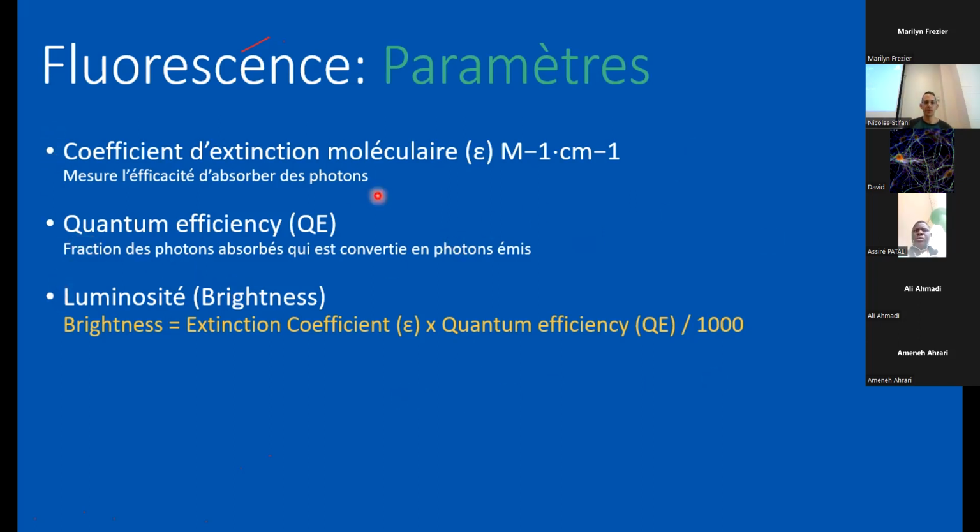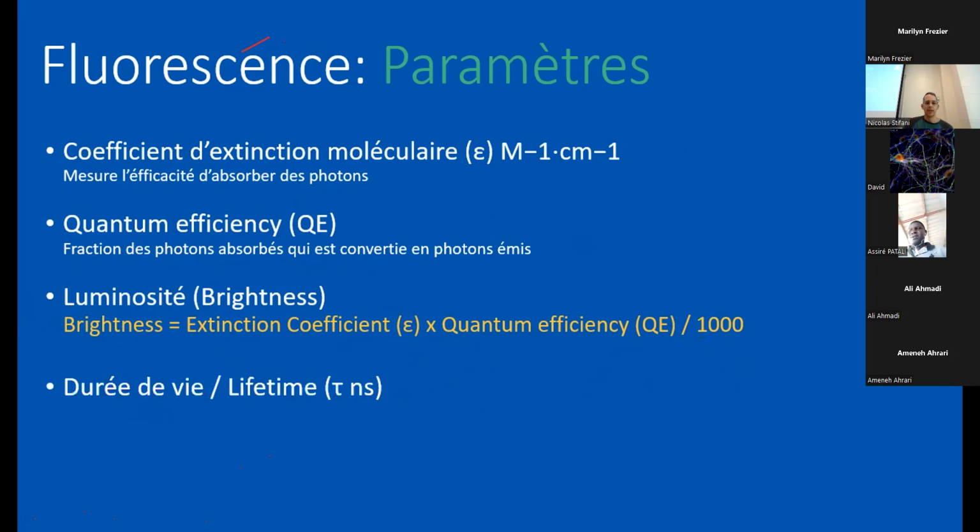So yeah, I talked about extinction coefficient, absorption coefficient. I talked about quantum efficiency. And to make things simpler, they just combine these two factors into brightness. So brightness equals how many photons you absorb times how efficiently you transform them into emission photons, divided by 1000.